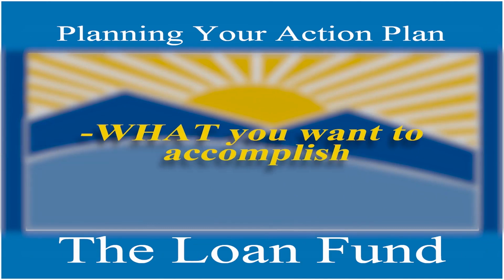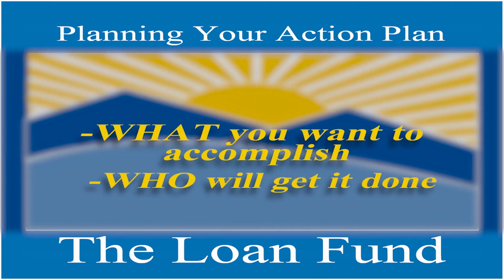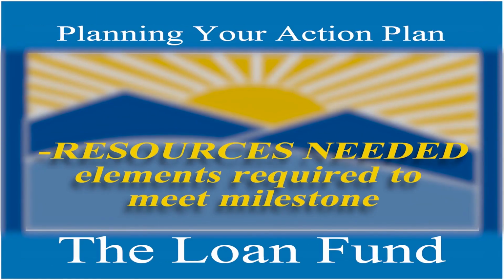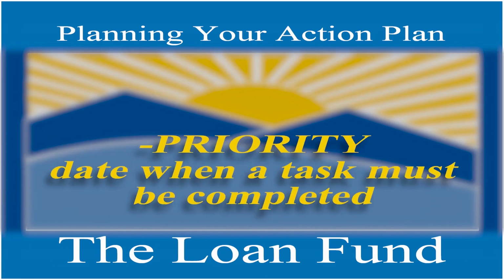At minimum, each action plan will include the what you're trying to accomplish, the tasks from your charts, the who will get it done, likely you, and the when, the duration of the effort, and the date completed. Most important, you might find it helpful to add 2 more columns to your action plan format. Resources needed, identifying anything or anyone that will help you meet the milestone, and priority, when a particular task's completion date must be met before others can begin or advance.